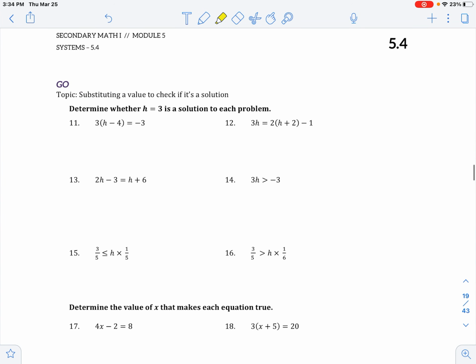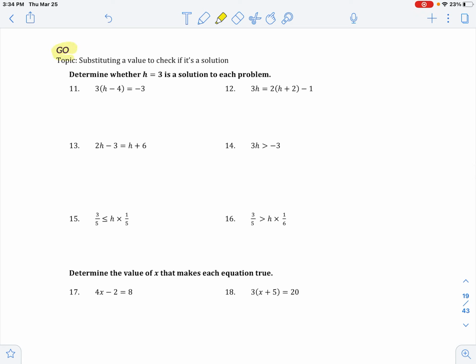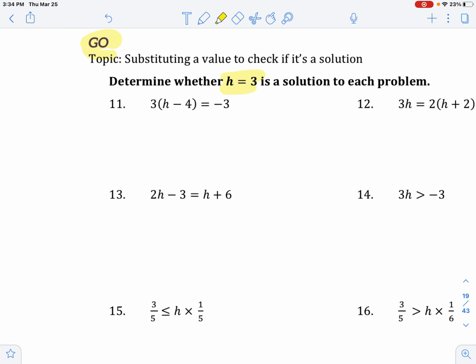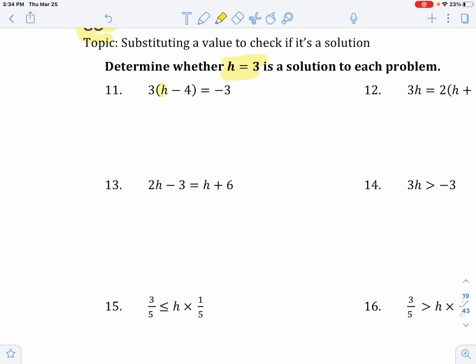Our next question is the go part, and here I would be doing just a few problems only. Here we have to determine if h is 3 is the solution. So it's simple, just plug it in. I would be replacing this h by 3. So 3 times 3 minus 4 is negative 3. Keep on solving the left and right hand side. So 3 times negative 1 is negative 3. Negative 3 is negative 3. It means it is true. When it's true, that means yes, it's a solution.